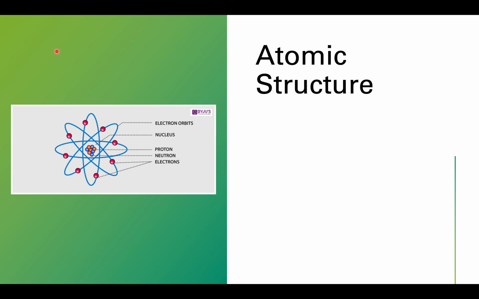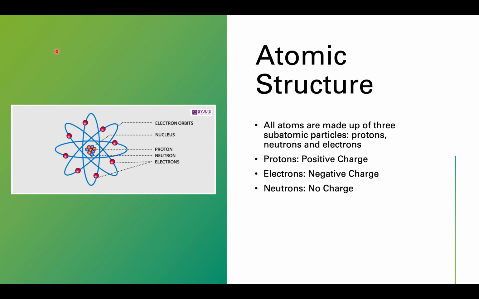All the atoms on the periodic table, from hydrogen to bismuth, are made from three kinds of subatomic particles: protons, neutrons, and electrons. Now, of these subatomic particles, two of them carry an electric charge. Protons carry a positive charge, whereas electrons carry a negative charge. Whilst neutrons are neutral and have no net charge.